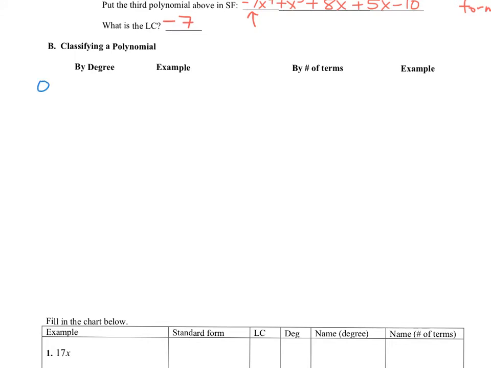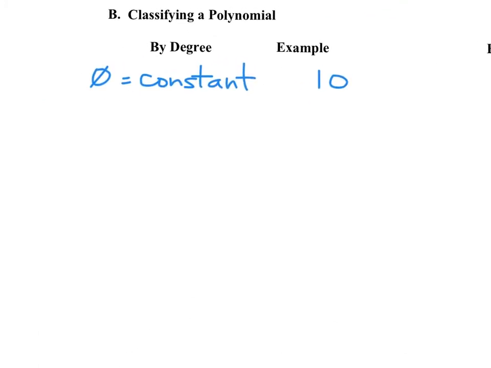Let's do this. If our degree is 0, do you remember what I called that? Constant. It's the constant, okay? If the degree is 0, that is constant. Okay, so an example of that would be the number 10. 10 is a constant, okay?